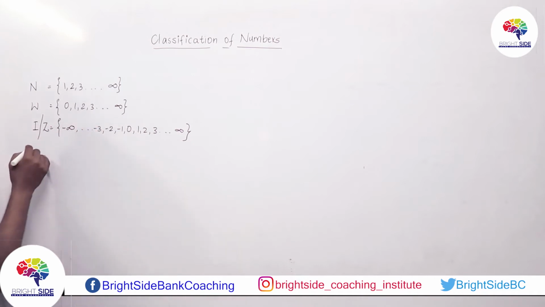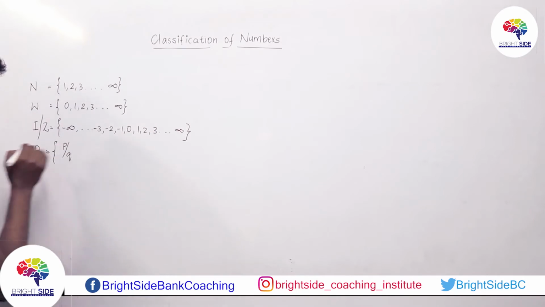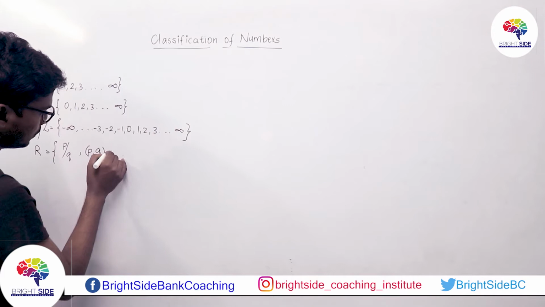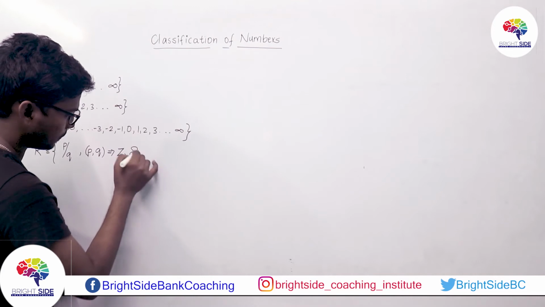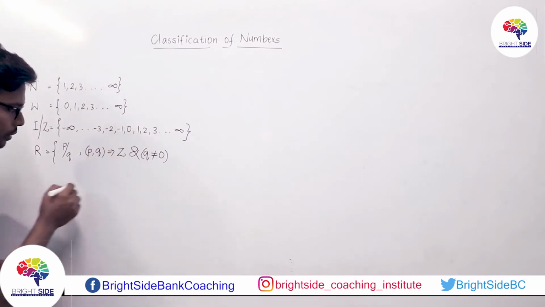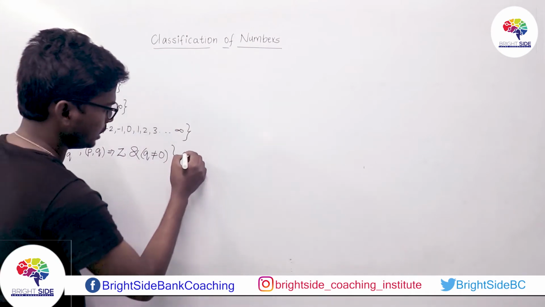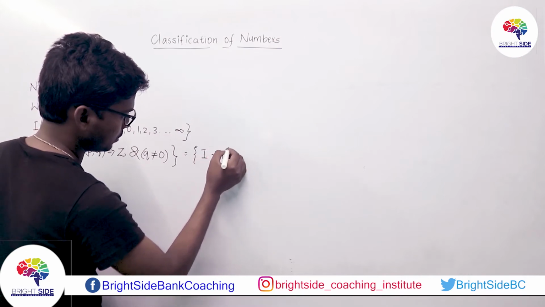The next classification of numbers is the rational number set. A rational number is a number which will be of the form p by q, where p and q will be in the integer set and q will never be equal to 0. These are the conditions. So what will be the elements of the rational numbers? The elements of the rational numbers will be all the integers plus fractions.